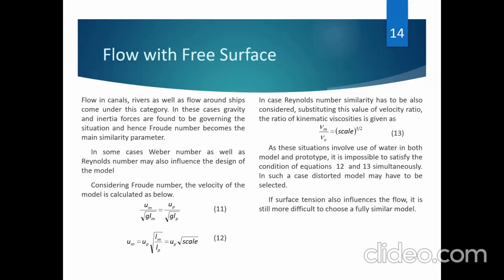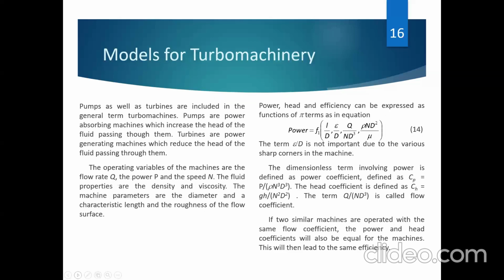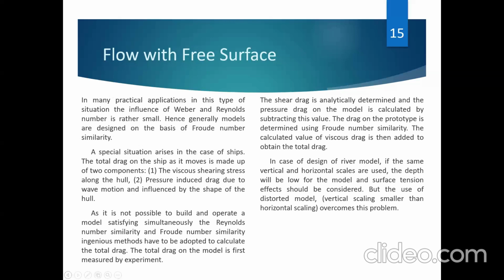Okay, so if surface tension also influences the flow, it is still more difficult to choose a fully similar model. In many practical applications of this type of situation, the influence of Weber and Reynolds number is rather small. Hence, generally, models are designed on the basis of Froude number similarity, for free surface flows.